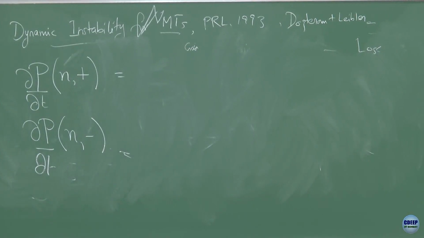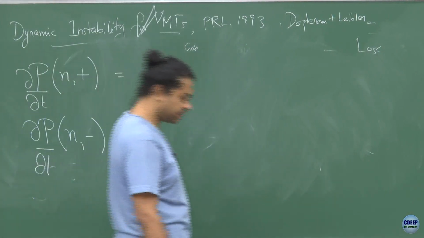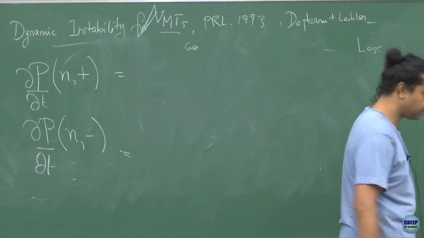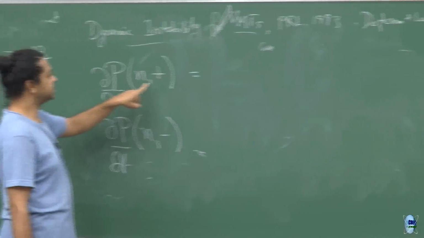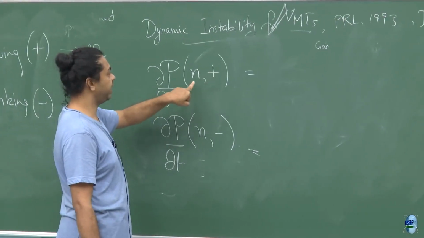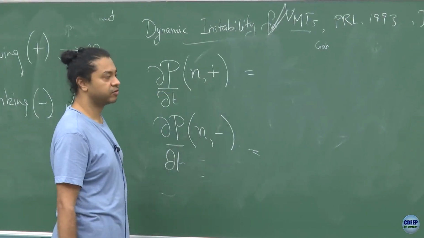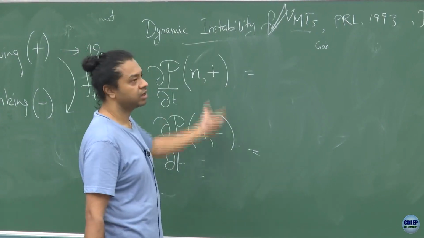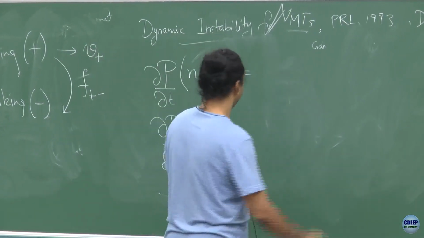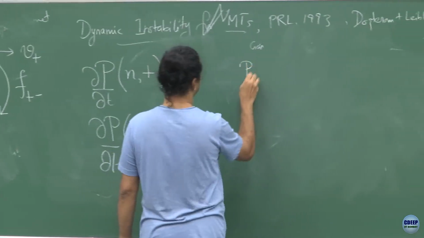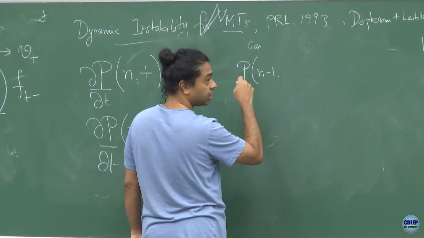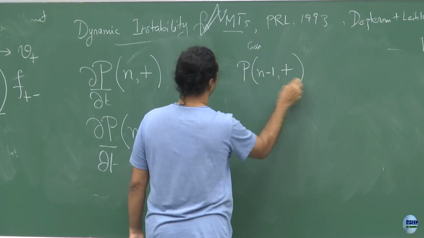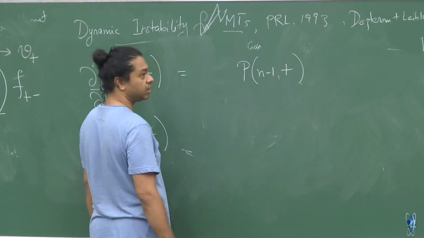Okay. So, who is going to tell me? Siddhant, what are the gain terms? Tell me one gain term. So, how do you get to a state where you are in the growing phase and you have n subunits? From what state can you get here? Okay. So, I would write P of n minus 1 in which state? Plus state. And what would be the associated rate?